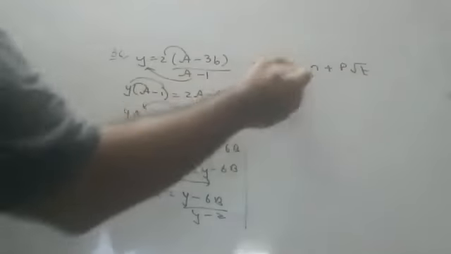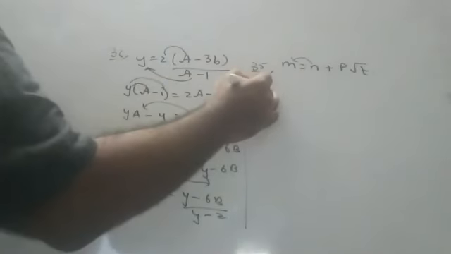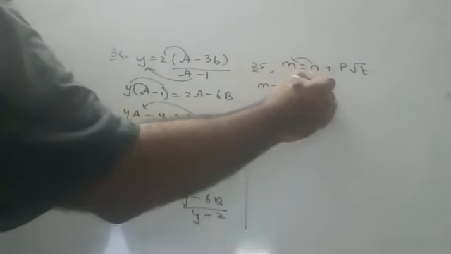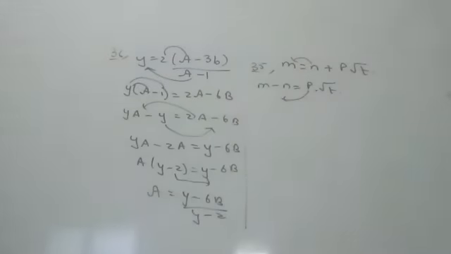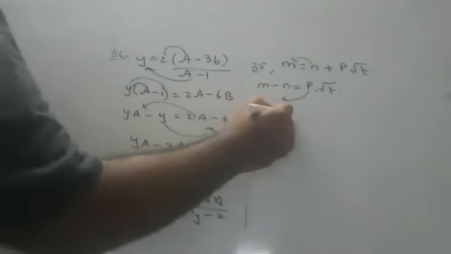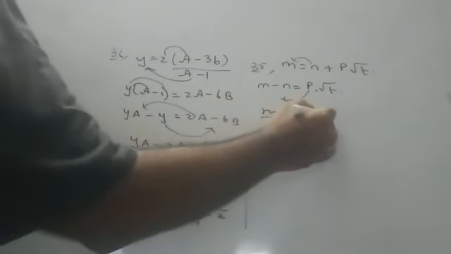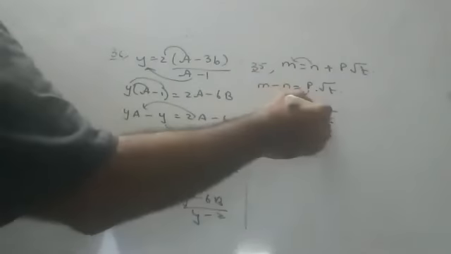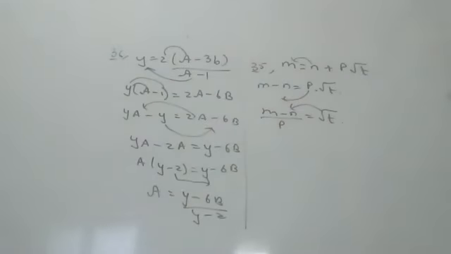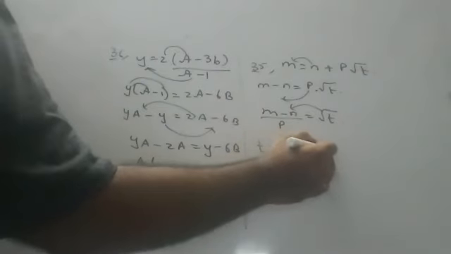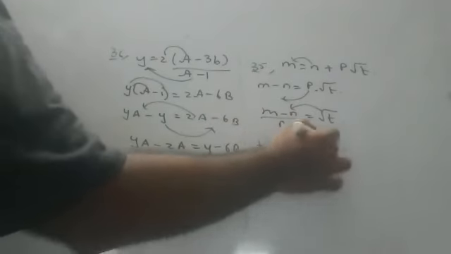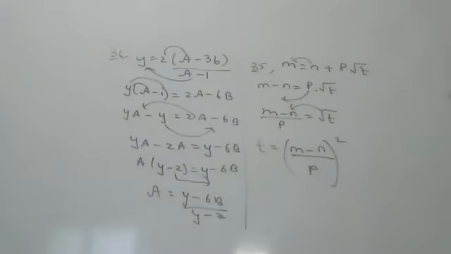Okay, t as the subject means you should make t alone. So m minus n is equal to p root t. Okay, children. Now bring p here down because here multiplication means here division, children. So m minus n by p is equal to root t. Okay, children. Root, if I bring it here, what will it become? Anyone? M minus n by p whole square. Very good. Root, if I bring it here, it will become square.